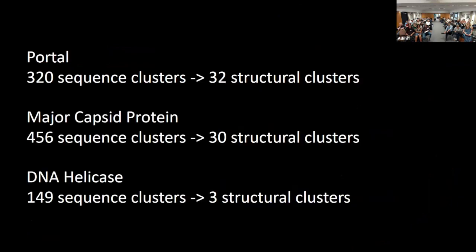So we started looking at, for example, not only the 8,000 but the 4 million proteins and their clusters. We can see the portal protein: we have 320 different clusters in sequence space. If you move into structure space, they get reduced to 32 structure clusters. For the major capsid protein, we have almost 500 different sequence clusters, and they get reduced into 30 different structure clusters. And for DNA helicases, it's much more extreme, from 150 to just 3 structure clusters.